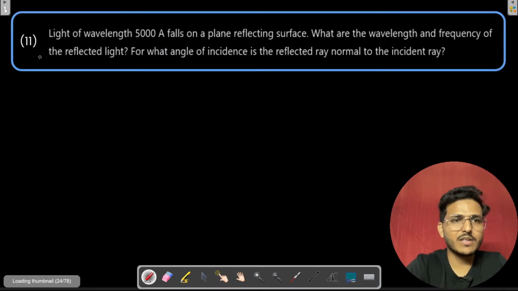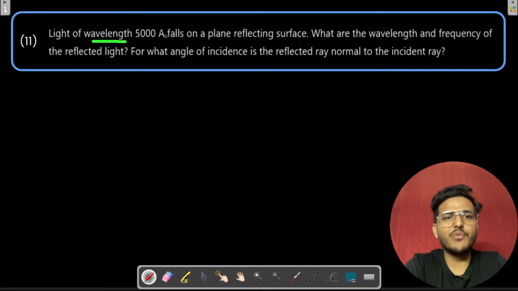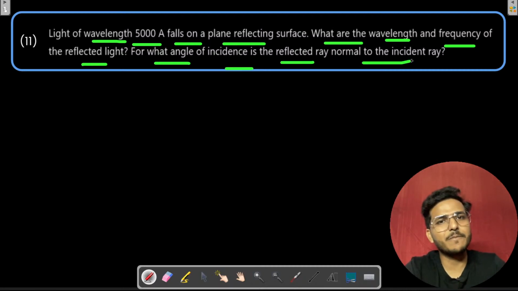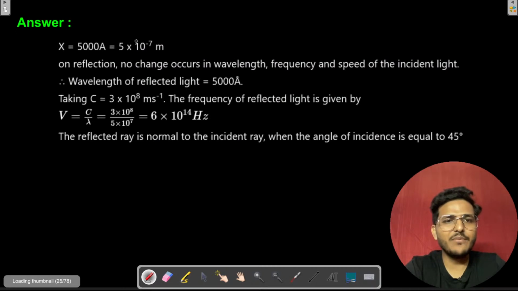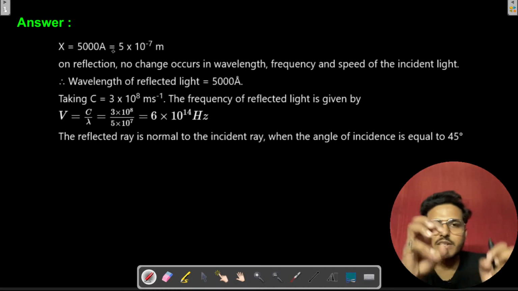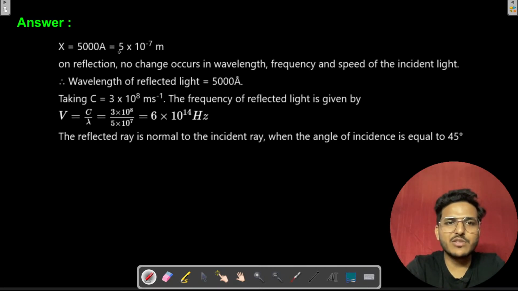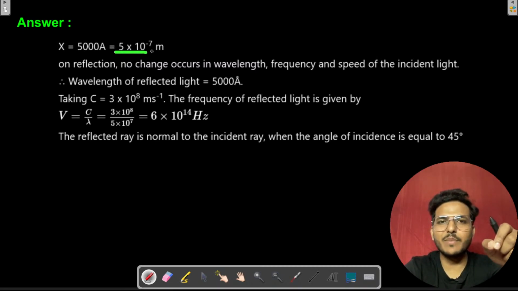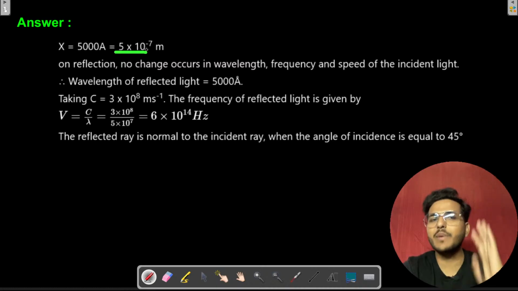Okay. Now, light of wavelength 5000 angstrom falls on a plane reflecting surface. What are the wavelength and frequency of the reflected light? For what angle of incidence is the reflected ray normal to the incident ray? All right. We have lambda equals 5000 angstrom, that is 5000 into 10 to the power minus 10, that is 5 into 10 to the power minus 7 meter.